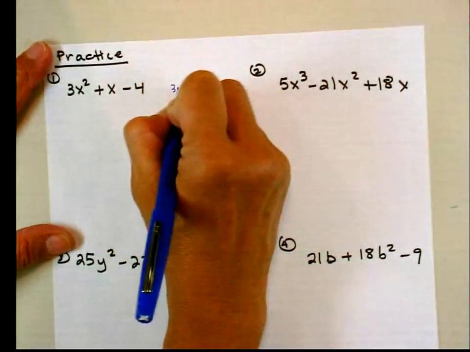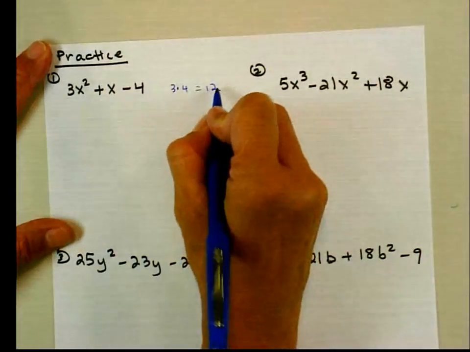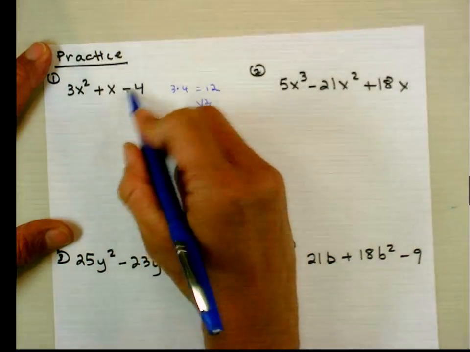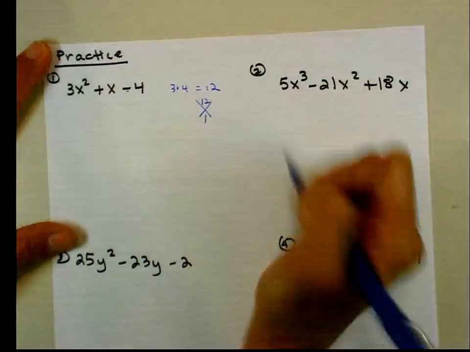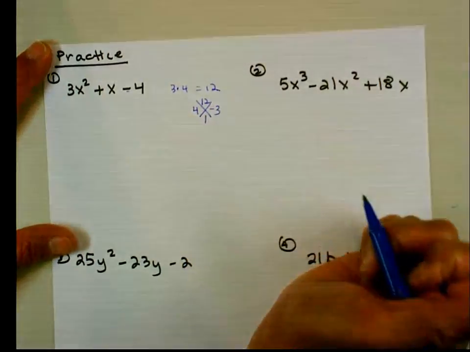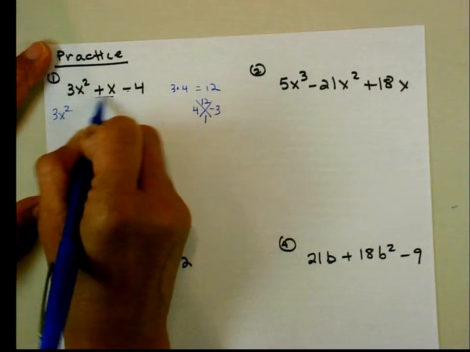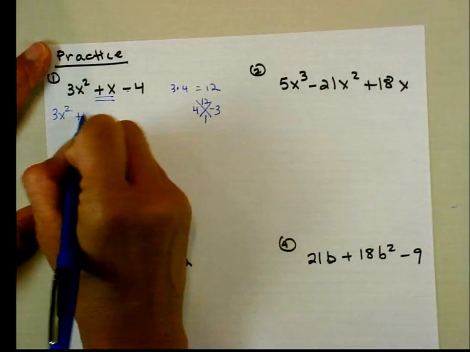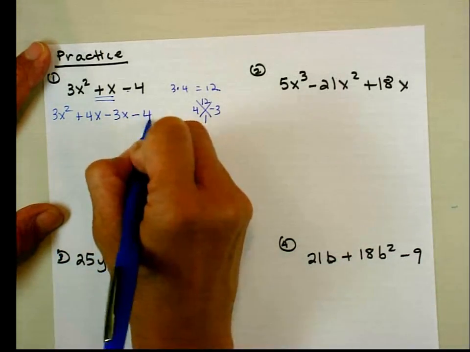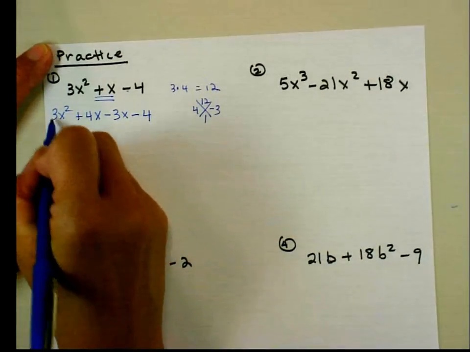So 3 times 4 is 12. And I need to multiply to 12 and subtract to 1. So that would be a positive 4 and a negative 3. So 3x squared, and I'm going to rewrite my plus x as plus 4x minus 3x minus 4. And then we group.